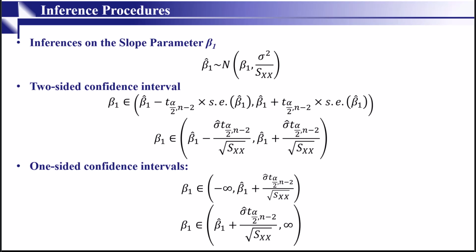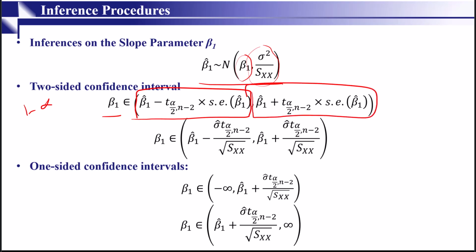Indeed, beta hat 1 is a linear combination of normally distributed random variables yi, so it has a normal distribution. Beta 1 hat follows a normal distribution with parameters beta 1 and sigma squared divided by Sxx. Then a two-sided confidence interval with confidence level of 1 minus alpha for the slope parameter in a simple linear regression model is based on this. Beta 1 falls into this confidence interval.